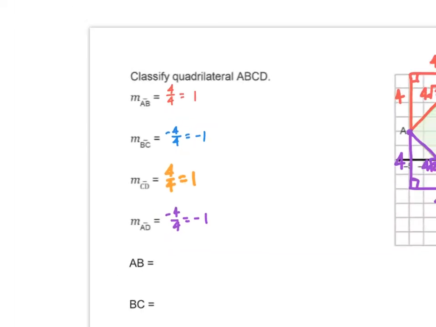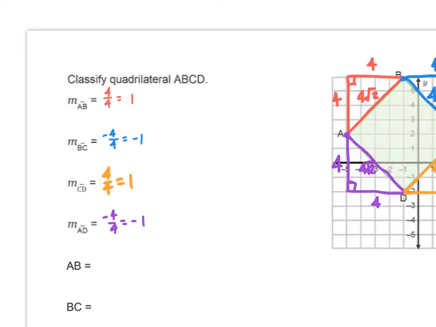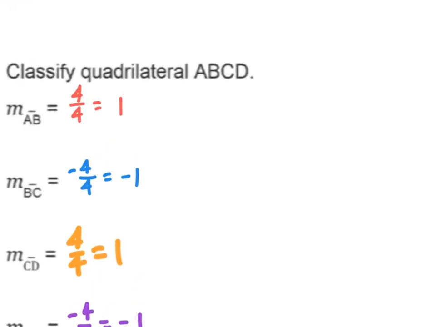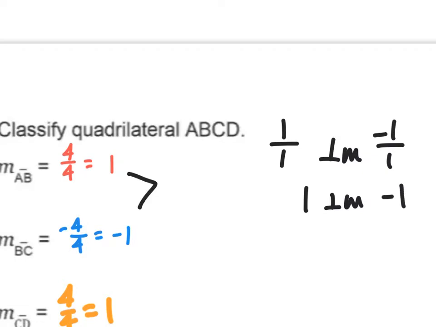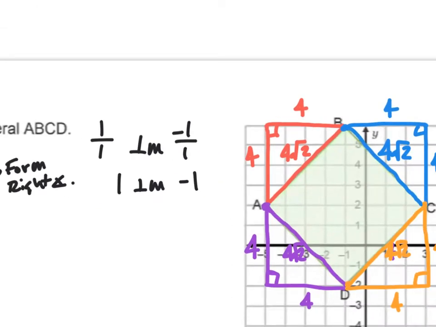Now what I know is that these are perpendicular. 1 and negative 1 are opposite reciprocals. Let me put that up here. If I have 1 over 1, my perpendicular slope is going to be negative 1 over 1. So 1 is the perpendicular slope to negative 1. These form a right angle. And so with that, all of these angles are going to be right angles.